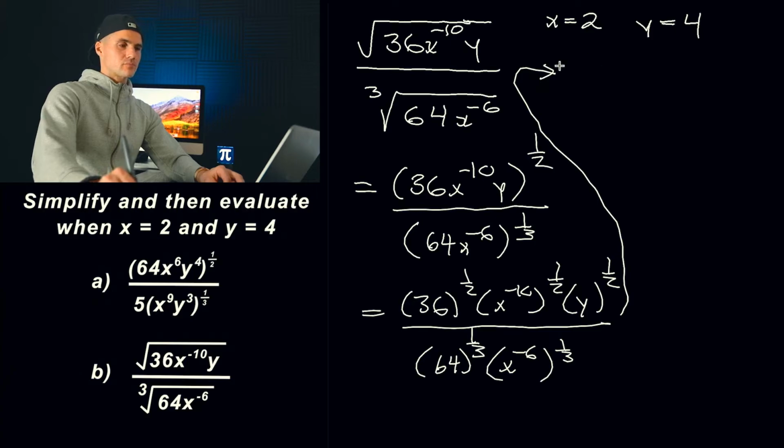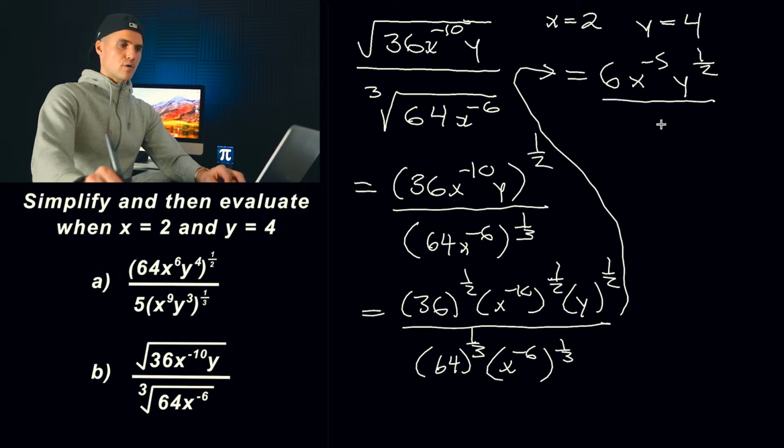So what's going to happen? 36 to the half, that's just 6, right? The square root of 36 is 6. Negative 10 times a half, that's negative 5. And I got y to the half over 64 to the power 1/3. That's going to be 4. And then negative 6 times 1/3, that's going to be negative 2, like that.